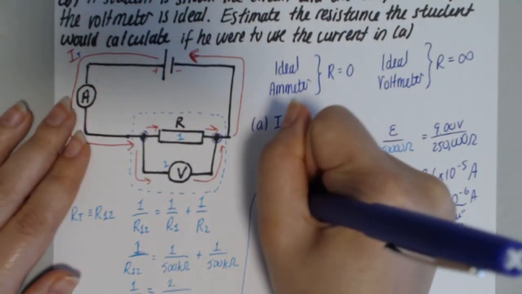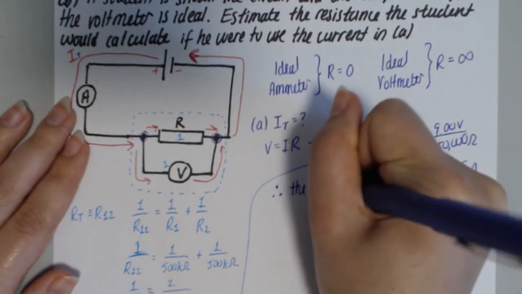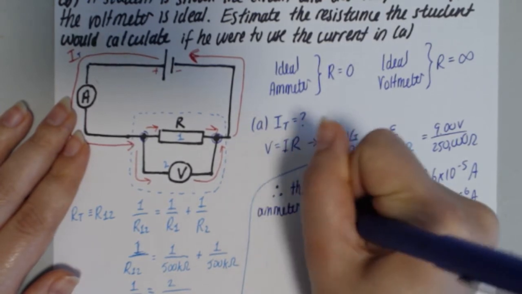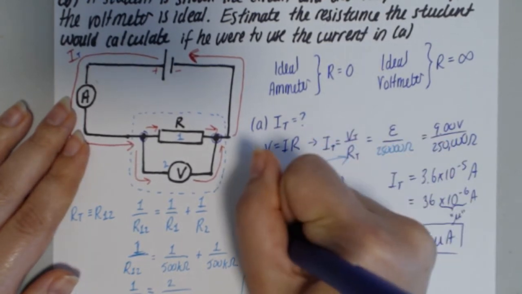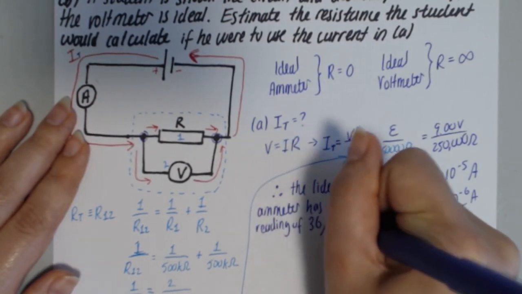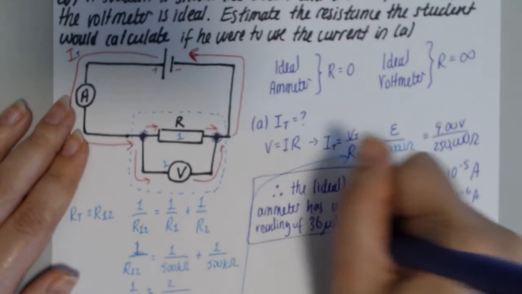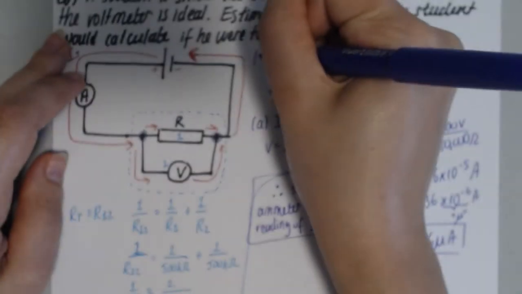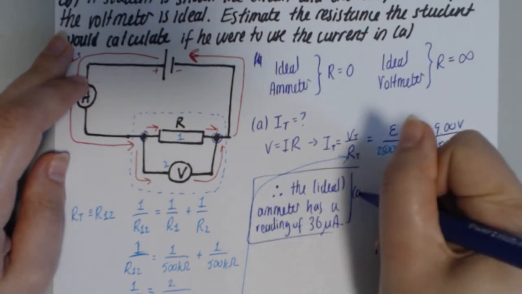So let's just put a therefore statement. Therefore, the ideal ammeter has a reading of 36 microamperes. Okay. The part B of the question, so this was all part A.